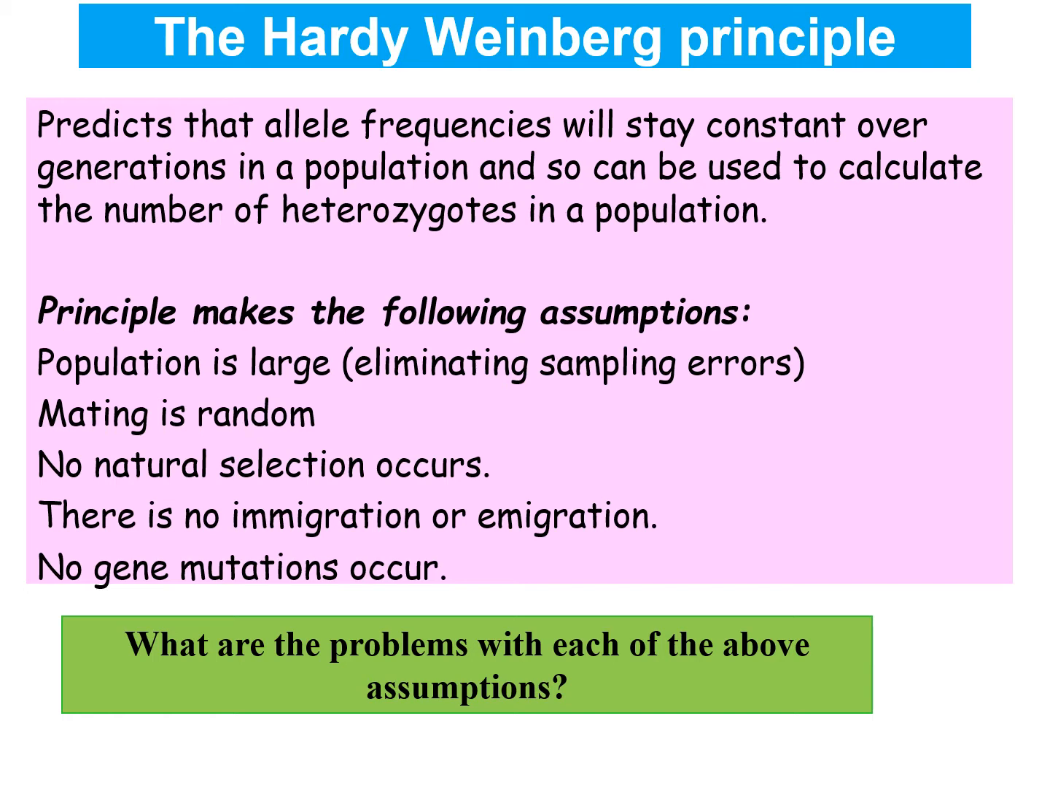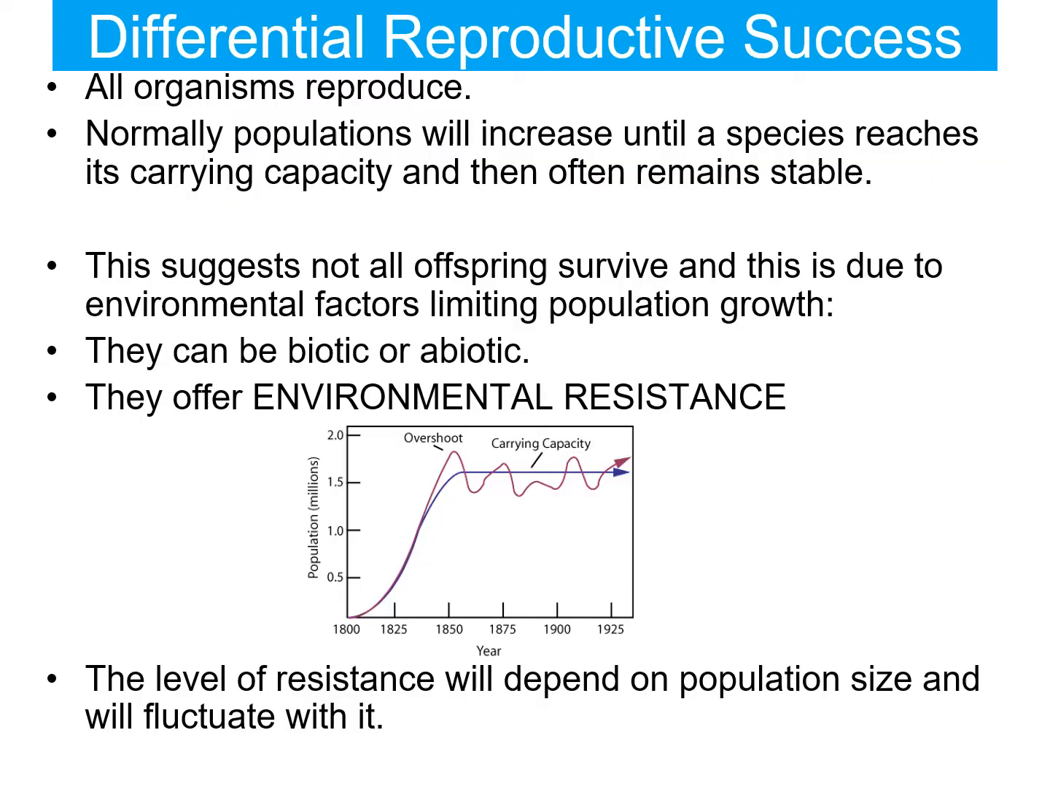So there are quite a lot of problems with this, in that it is unlikely to be true, because at least there's going to be immigration and emigration, but also you could have a change in population size and, obviously, natural selection. This is because different organisms will have different reproductive success. Natural selection is constantly pushing because all organisms reproduce, and if they all survived, the population would increase. But obviously we have this natural carrying capacity, which we've talked about recently.